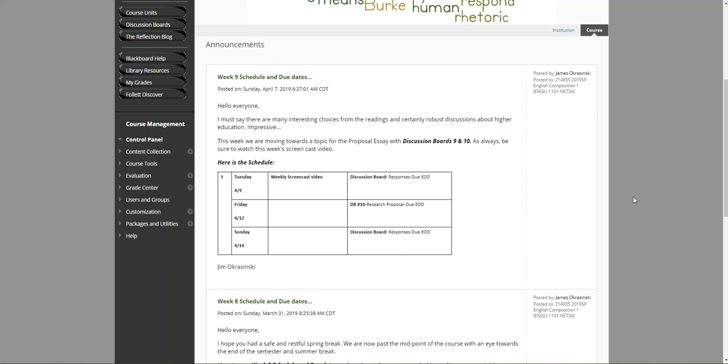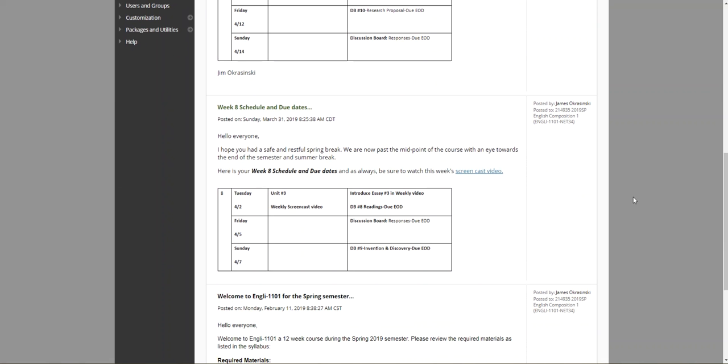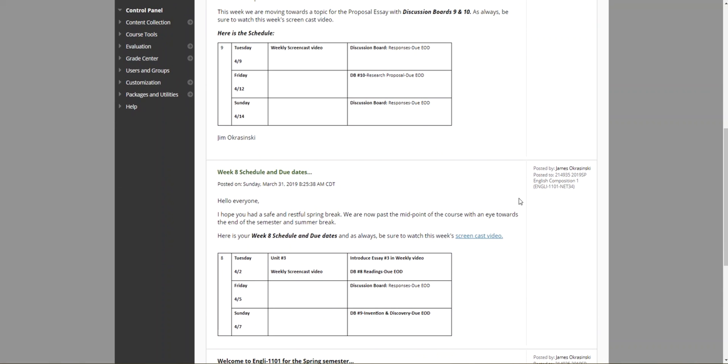Moving into week 9, we're going to be working towards a topic for each and every one of you with the invention activity, which is due Sunday, end of day. Responses for discussion board 9 will be on Tuesday. And then on Friday, the instructions in discussion board 10 are asking you for a research proposal. So hopefully, we can have another robust discussion about topics and problems and solutions.